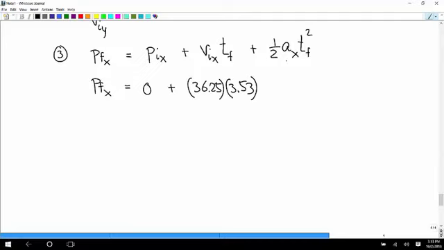plus 1/2 times AX. What's AX? 0. So be careful with that. It's really easy to put in negative 9.81 for that, but remember the X and Y components of acceleration are different, and the X component is 0. So this all goes away. And the answer is just going to be 36.25 times 3.53, which is 127.96 meters.